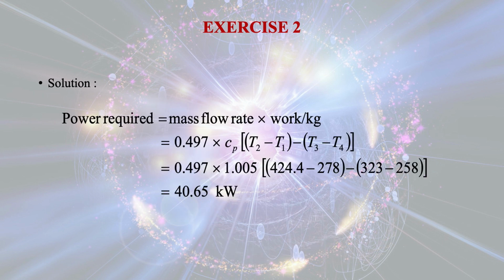Now let us try to calculate the power required. The power required is equal to mass flow rate multiplied by work done per kg. The mass flow rate we have already calculated, 0.497, multiplied by Cp multiplied by T2 minus T1 minus T3 minus T4. If you put the values of T1, T2, T3 and T4, the power required for this problem comes out to be 40.65 kilowatt.